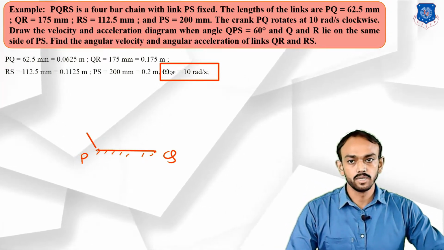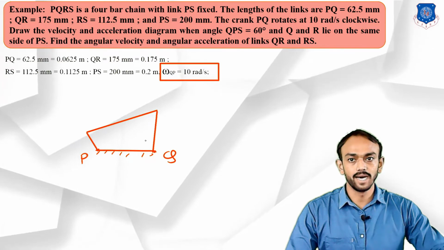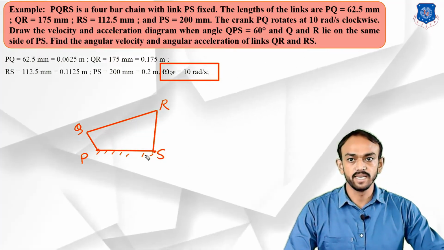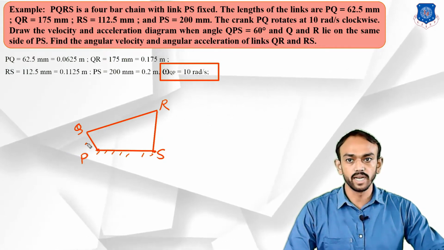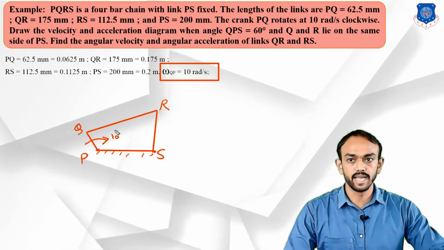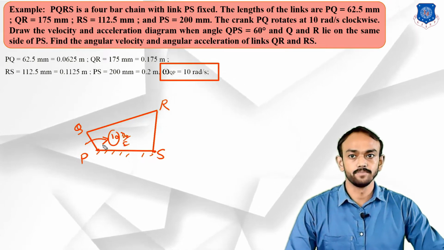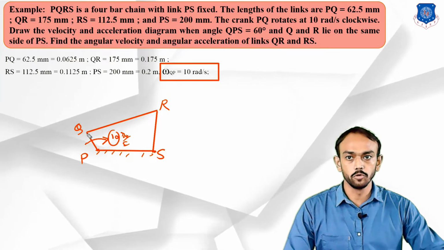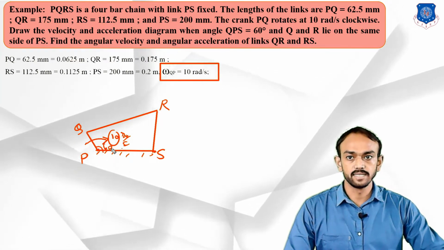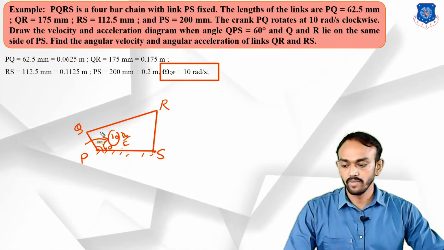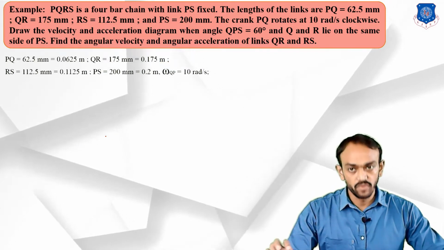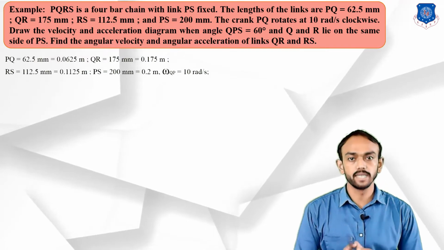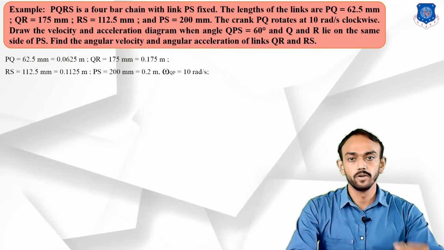First, this type of 4-bar PQRS is given, PS is fixed and PQ is rotating in a clockwise direction with 10 radian per second. Okay, and other data is angle QPS is 60 degrees. So first of all we have to draw the configuration diagram, whatever the dimensions, assembly and orientation are given. So that we draw first.